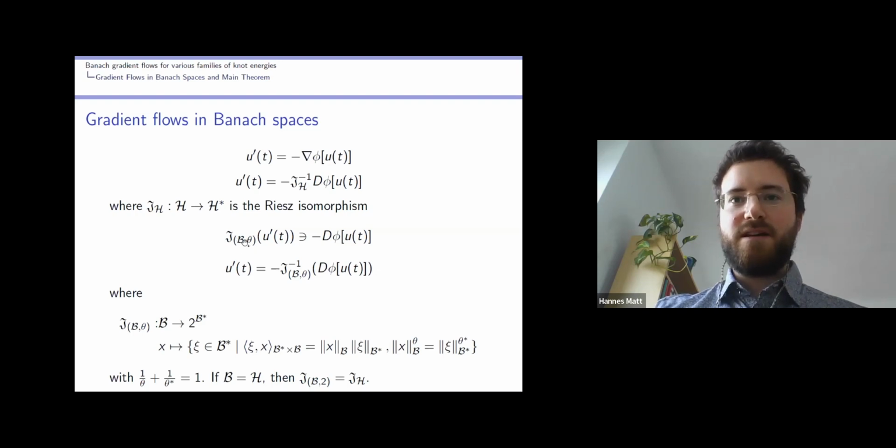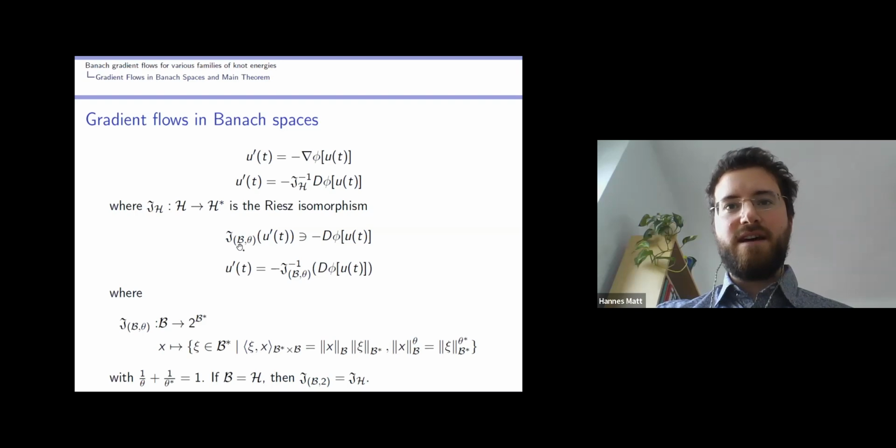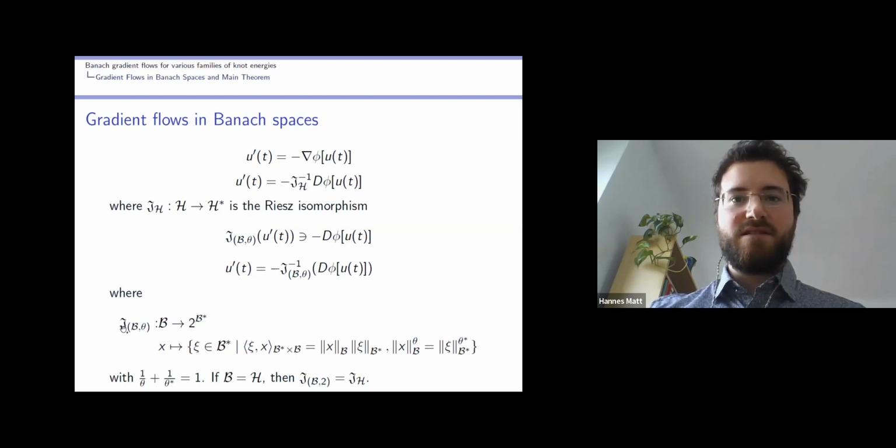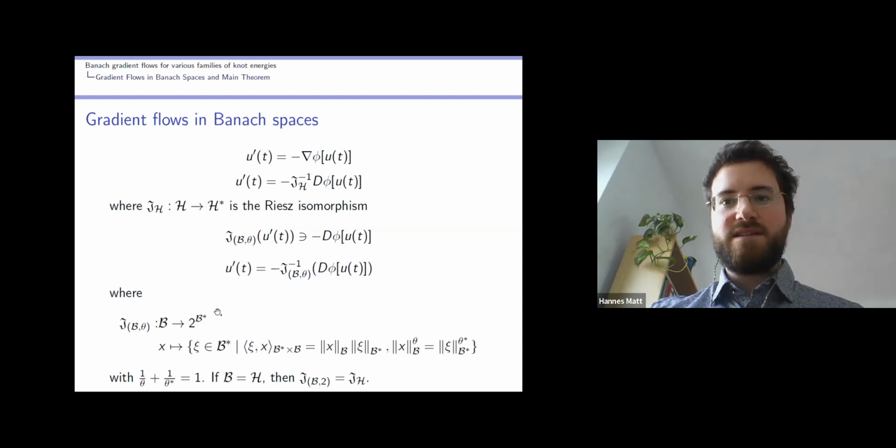And if the Banach space, in this case B, is nice enough, then the duality mapping is in fact invertible, maybe also a homeomorphism. The duality mapping is given by this formula here. We take elements of the Banach space and map them into the dual space, and we want to find those psi that satisfy this property here.